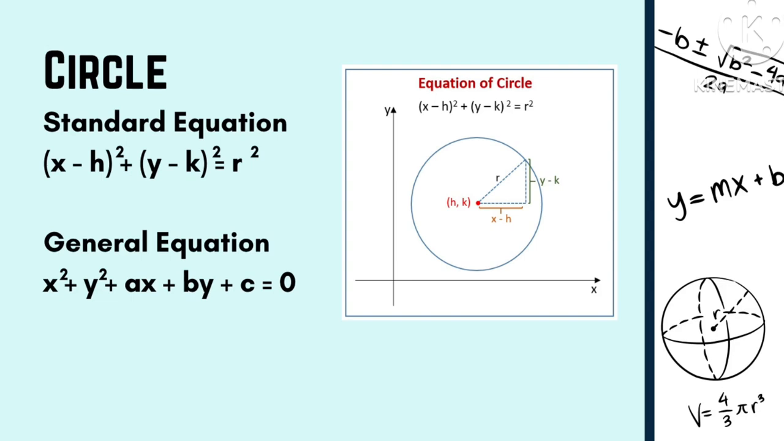Circles can be represented with a standard equation of (x minus h) squared plus (y minus k) squared is equal to r squared. This is when its center is not located at the origin. But if it is, then we can represent it as x squared plus y squared equals r squared. And by general equation, it is x squared plus y squared plus ax plus by plus c is equal to 0. So, (h, k) in this equation translates to its center.